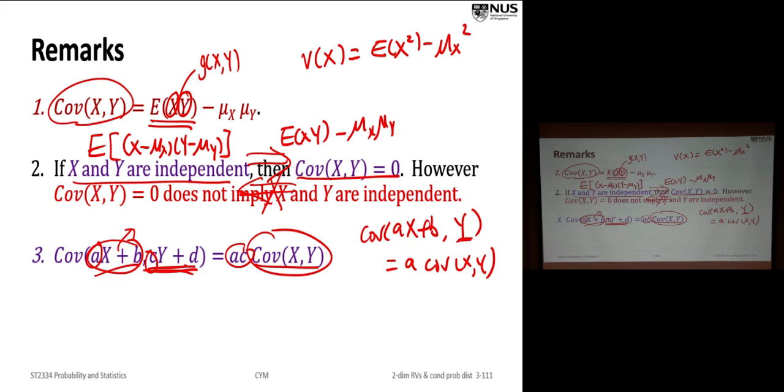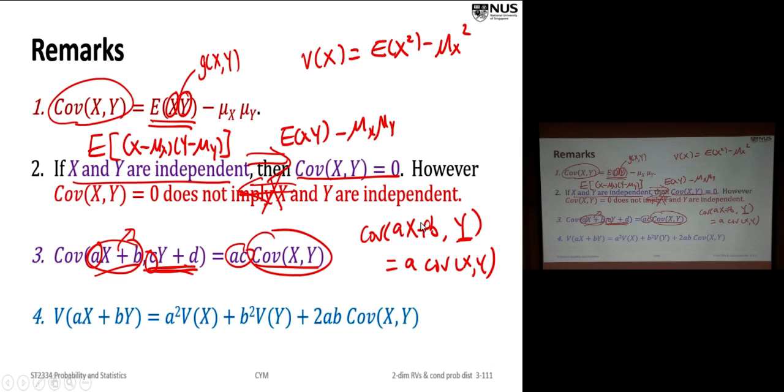But in fact, it doesn't matter what constant you add to the random variable. Adding a constant to a random variable, you create a new random variable. But how does this new random variable behave? So first of all, we know that the variation will not have any impact by adding a constant. So for the covariance also, adding a constant will not have any impact.